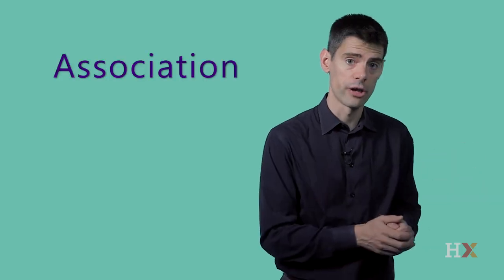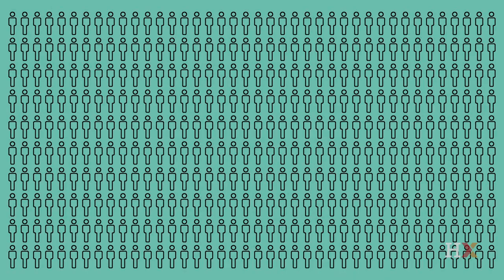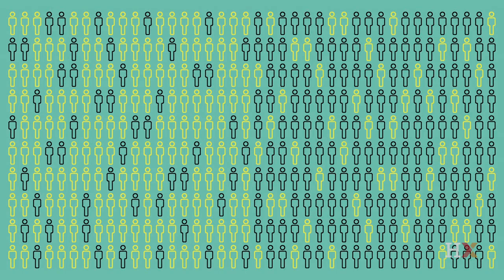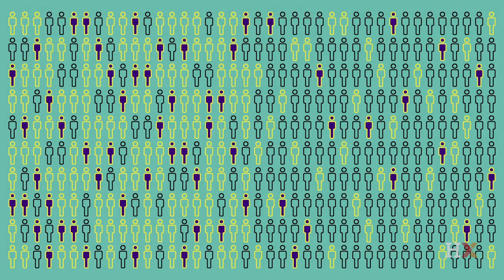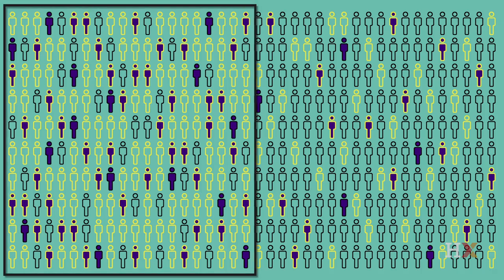Now let's talk about association. Suppose we have a population of individuals. Some of them receive treatment and some of them do not. Let's say that 30% of the treated die and only 10% of the untreated die. That doesn't mean that the treatment has a causal effect on death. Perhaps treatment has no effect, but it is given to people who are at a higher risk of death anyway.